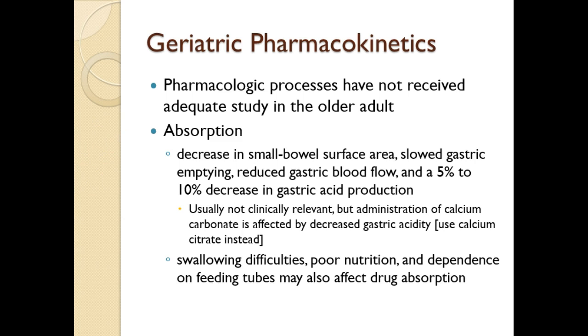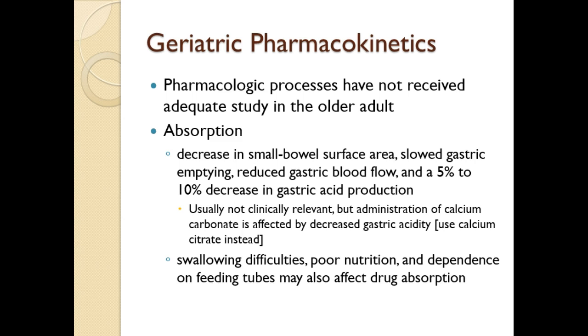Similar with the pediatric population, there's not much studies on the pharmacotherapeutic processes in the older adult, but we know of a few things. Their small intestine will have a reduced surface area. They also have slowed gastric emptying. They will have reduced blood flow to the stomach. They will have a decrease in gastric acid production.